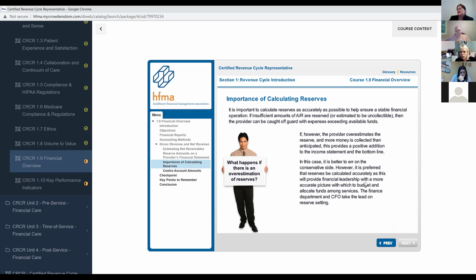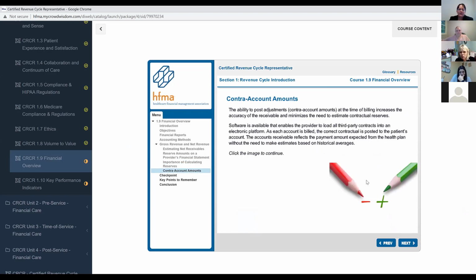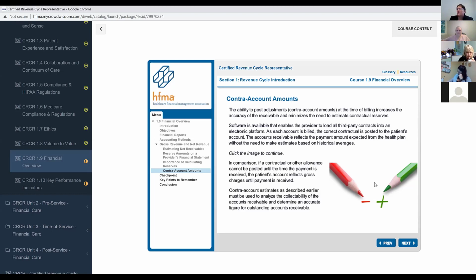So this is talking about the software that's available to allow each patient's account to be brought down to what is expected to be collected at the time of billing, versus what is not posted as an allowance until the time of payment. So the contra account is like the offset account to manage that information. Are there any questions, or did anything come up? Because I'm at the checkpoint for this.